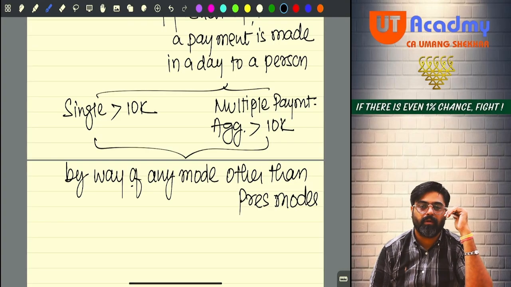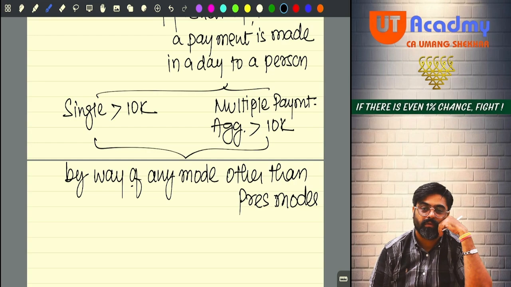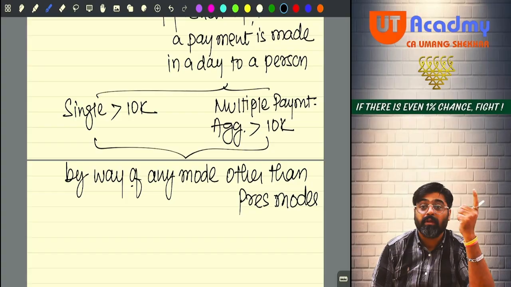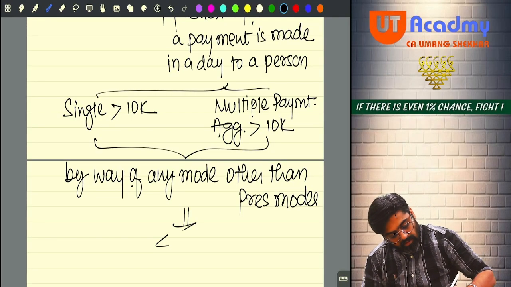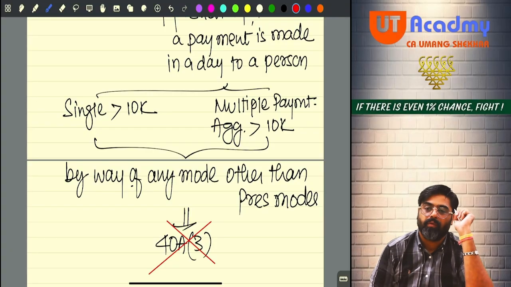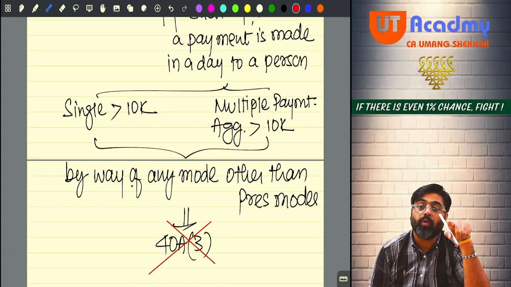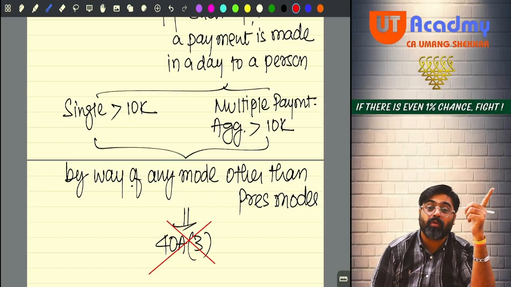What will happen over here? Even if the payment is more than 10,000, even if it is made to a person in a day, even if the payment is more than 10,000 made by way of other modes, still it cannot be disallowed under section 40A(3). 40A(3) will not be attracted. Why? 40A(3) gets attracted only if the deduction was not allowed and you are coming to claim the deduction.